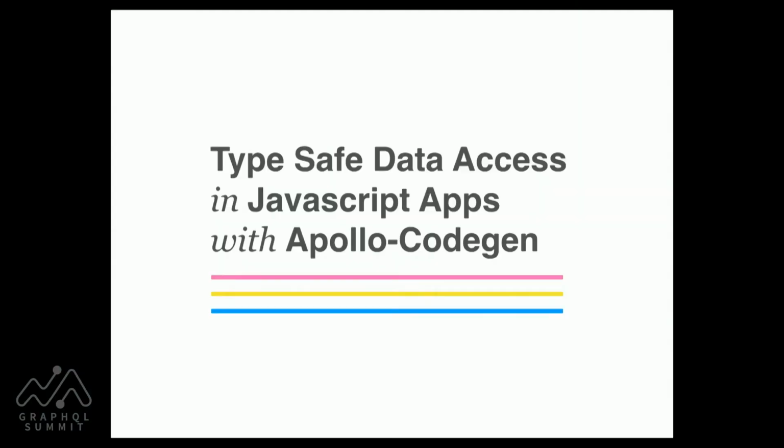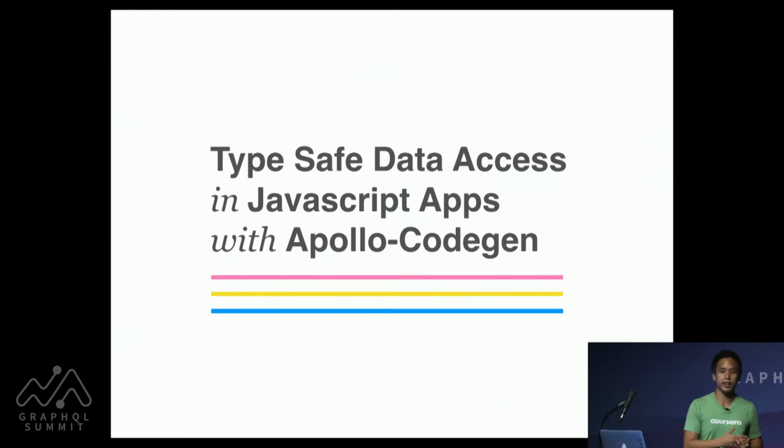Something that got me really excited when we started diving into GraphQL itself was, hey, we now have this schema that we can build tools off of. Is there a way to get to a point where all of our data access in our client applications is type safe? As I was looking around, I found a project called Apollo-Codegen, and I saw that there was rudimentary support for Flow and TypeScript. So I jumped right into it and said, could I help out? They gladly said yes.